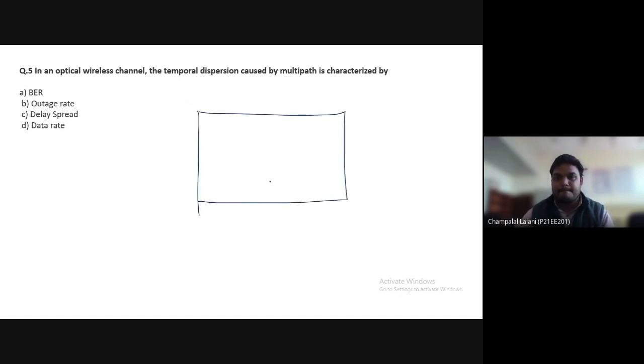In an optical wireless channel, the temporal dispersion caused by the multipath is characterized by... Yeah, correct answer only. This is the transmitter and this is the receiver. Can anyone tell me what is temporal dispersion? Kalyan, can you tell me what is temporal dispersion?